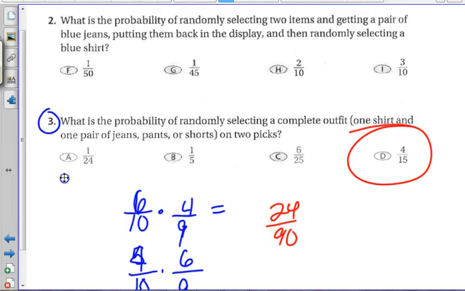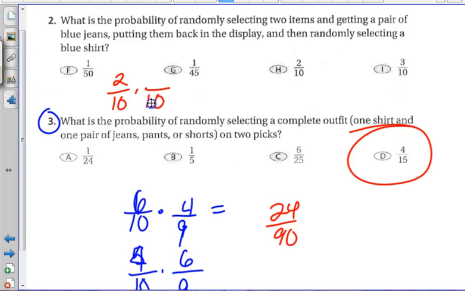Kind of feel like I should go back and do 2, see if I can redeem myself. What's the probability of randomly selecting 2 items and getting a pair of blue jeans, putting them back in the display, and then randomly selecting a blue shirt? So blue jeans was 1 or 2, guys? 2 were out of 10? And then you put it back, so you're still out of 10. What's the chance the second time you picked a blue shirt?